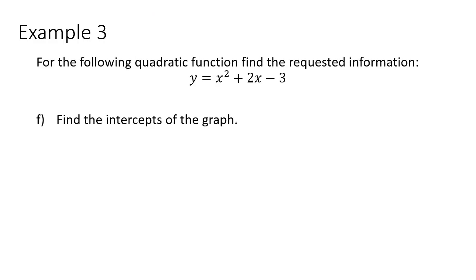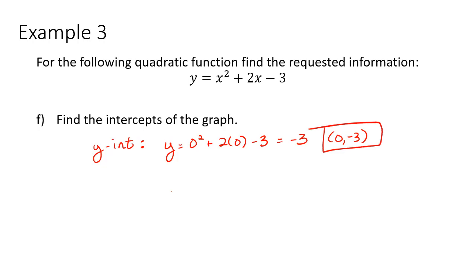Now we're asked to find the intercepts of the graph, starting with the one that is by far the easiest in this form, the y-intercept. So if we plug in 0 for x, again, every term but the constant always goes away. And so this would just be -3 for the y-intercept.